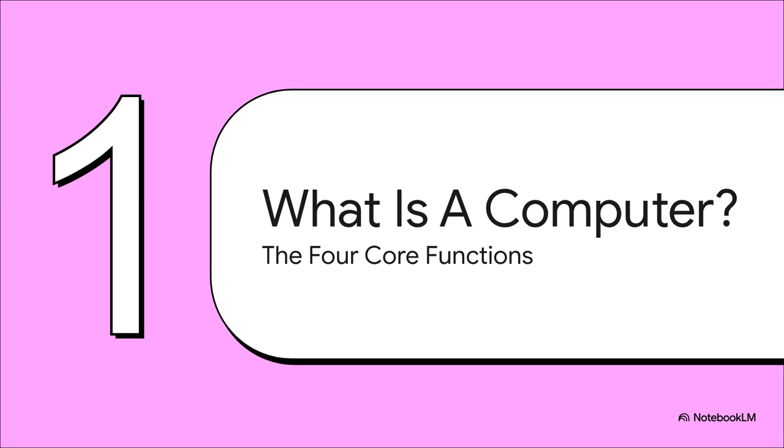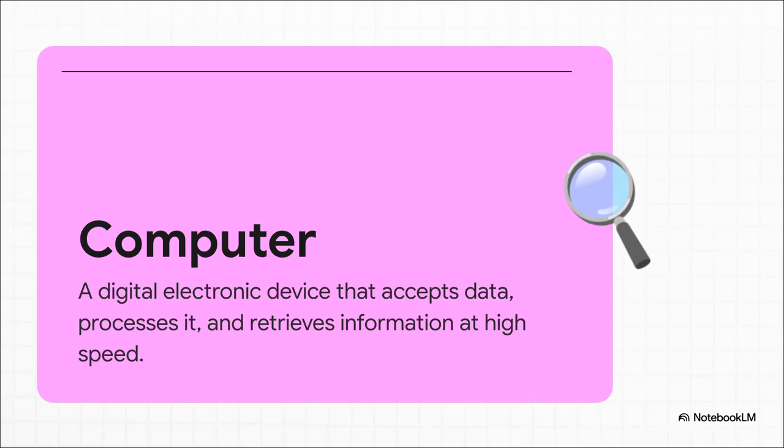All right, first things first. Let's get a really basic definition down. What exactly is a computer when you strip it all away? Okay, so at its very core, a computer is just a really, really fast data processor. I mean, the name itself comes from the word compute, to calculate. But it's so much more than a fancy calculator, right?